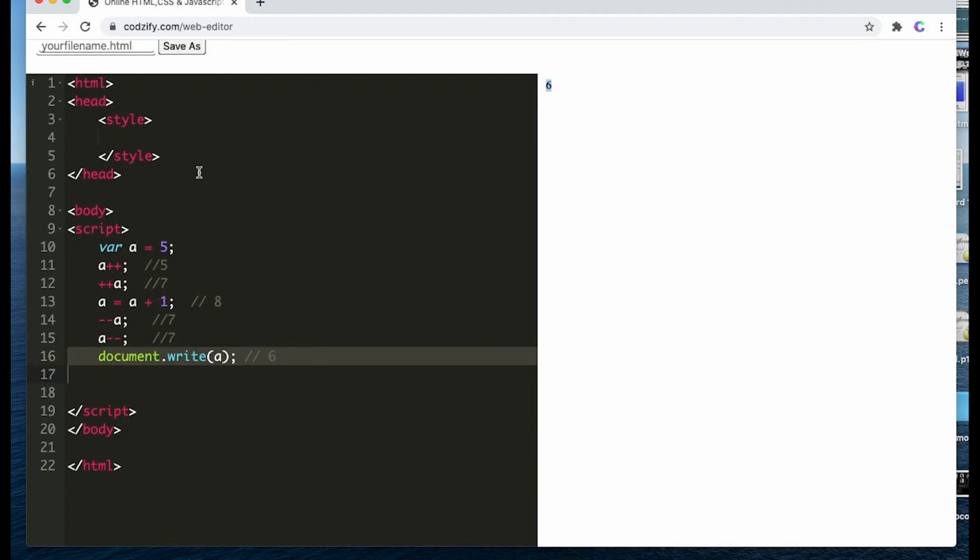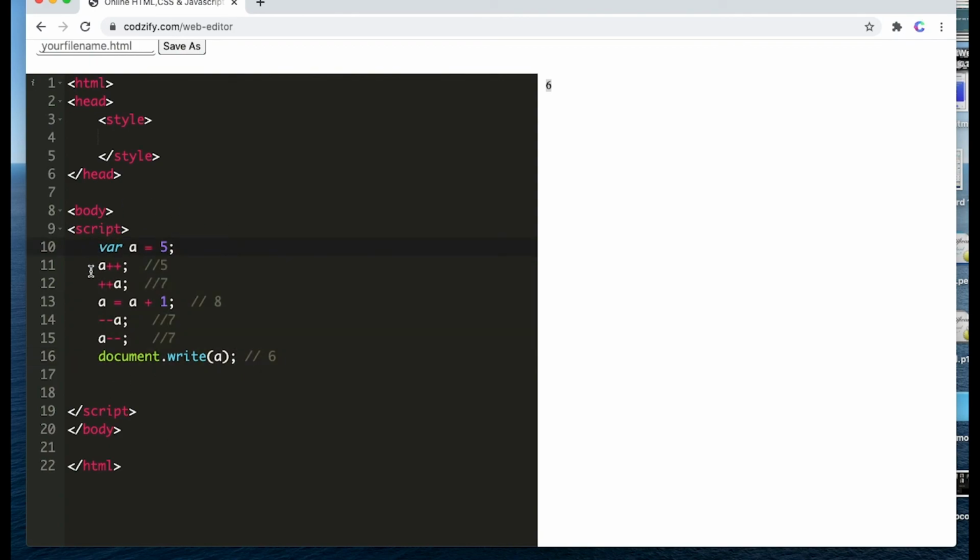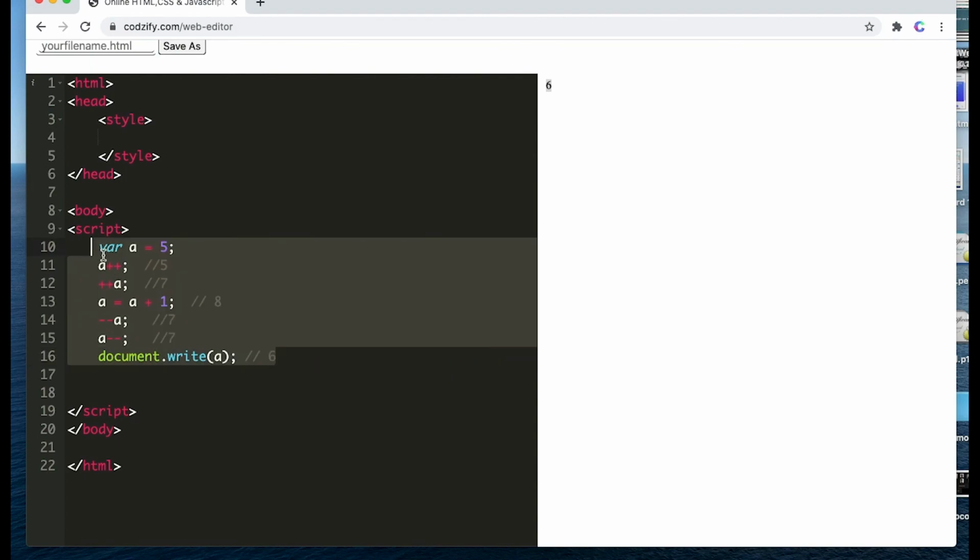So this is how we can solve increment and decrement operators in any programming language. This was the example of JavaScript, but in every programming language, C, C++, Python, Java, you will find this concept. So this is how the postfix and prefix increment and decrement operators are applied.